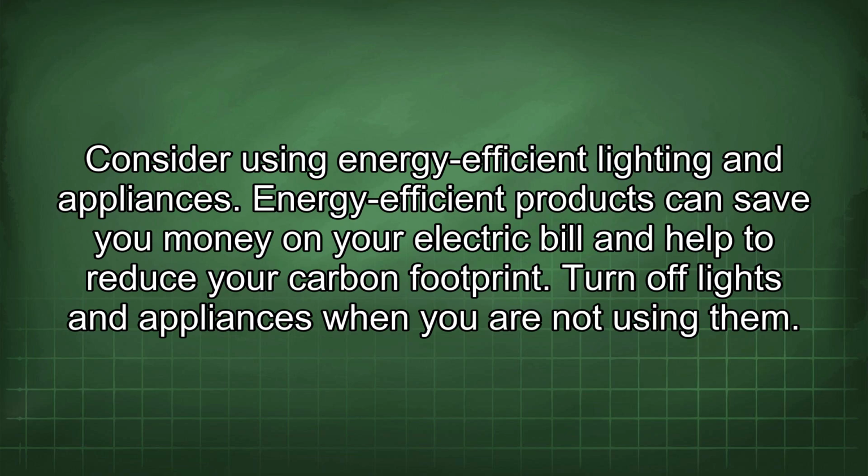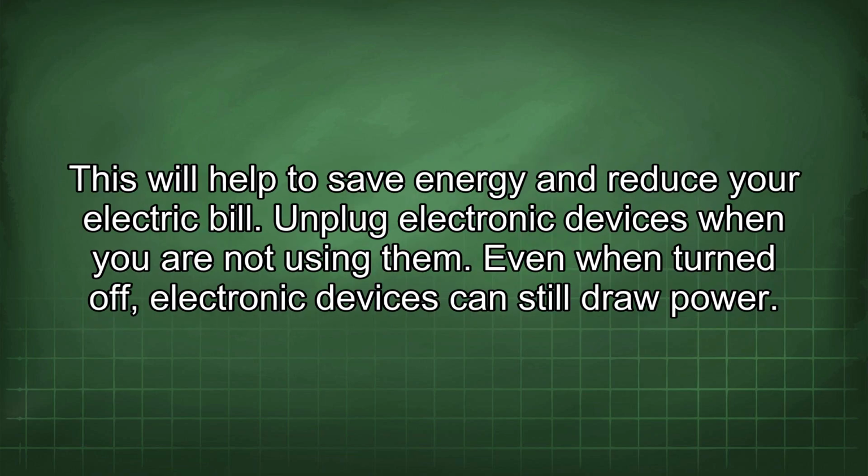Consider using energy-efficient lighting and appliances. Energy-efficient products can save you money on your electric bill and help to reduce your carbon footprint. Turn off lights and appliances when you are not using them. This will help to save energy and reduce your electric bill. Unplug electronic devices when you are not using them. Even when turned off, electronic devices can still draw power.